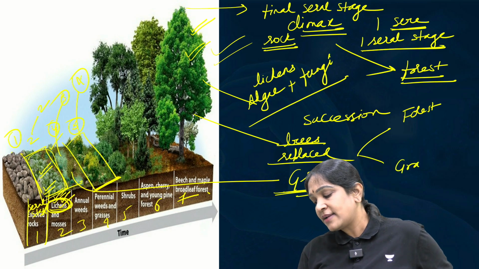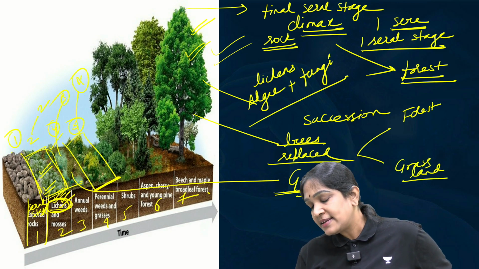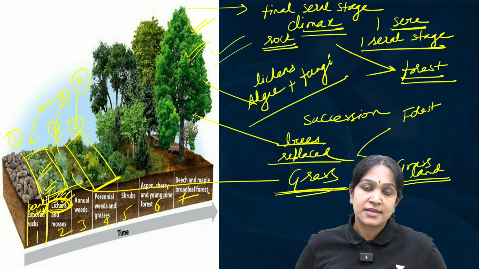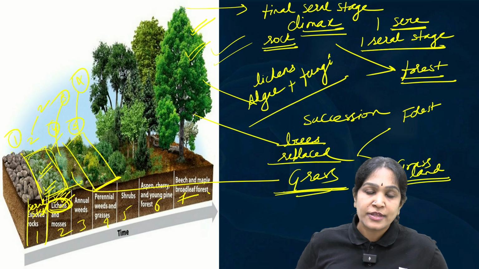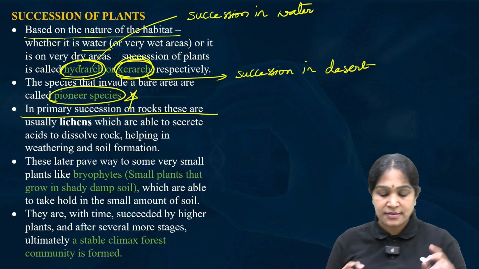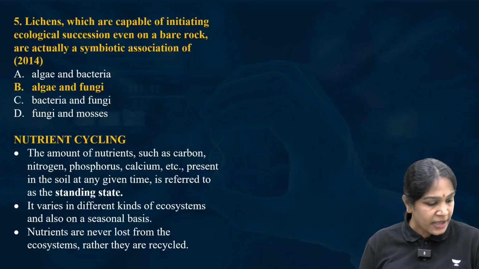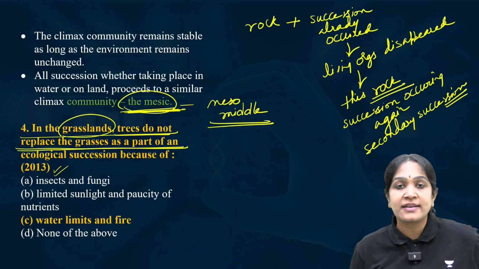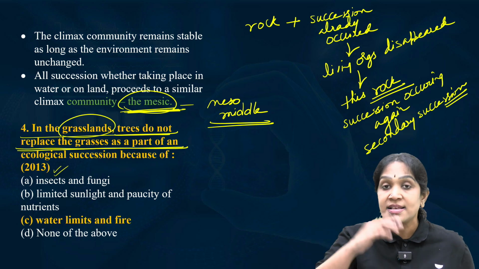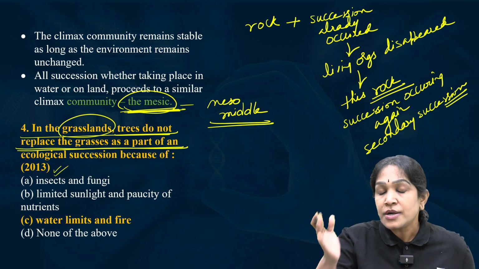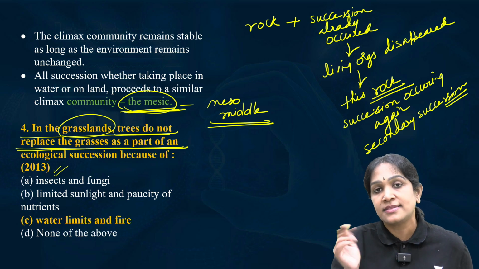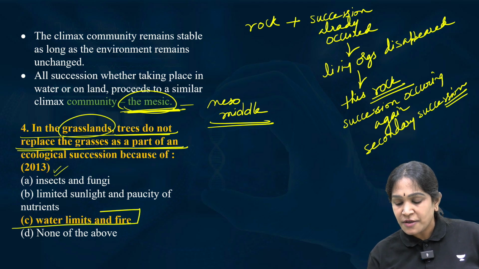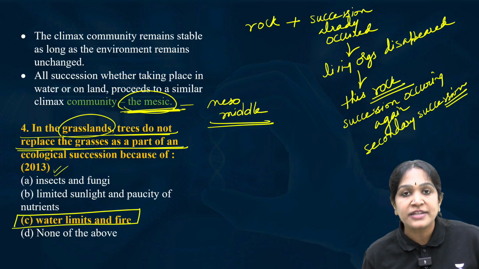But if you take a grassland, in the grassland the grass is not replaced by the trees. A grassland is not growing into the forest. What is the reason? That is the question here. So, in the grassland, trees do not replace the grasses. I mean the climax, the last seral stage, also does not have trees in the grassland. The reason is the limitation of water and the frequent fires.